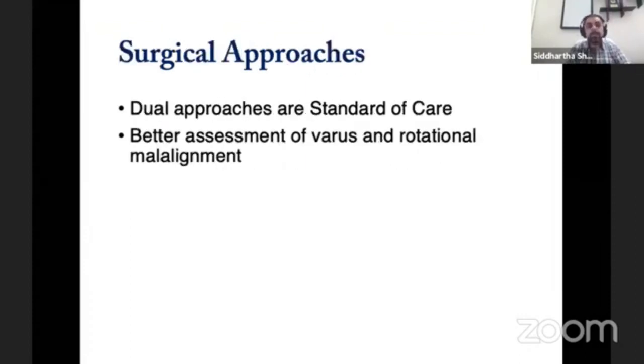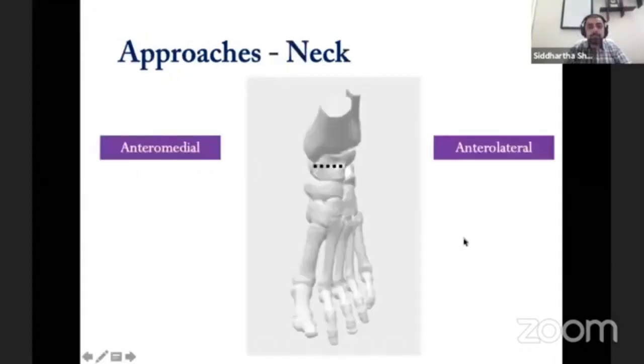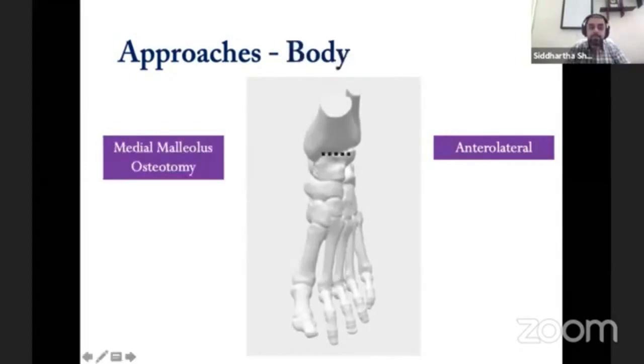Now again, please remember, for all talus neck fractures, dual approaches are the standard of care because they give you better assessment of the fracture reduction. Now for a neck fracture, the standard of care is anteromedial with an anterolateral approach. For a body fracture, you have to visualize the intra-articular part, which is the talus body or the dome. For that, you have to do a medial malleolus osteotomy.